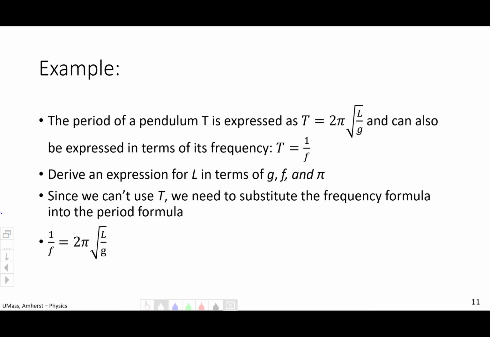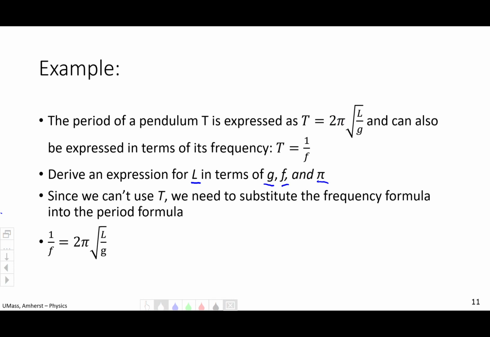Period can also be written in terms of the frequency of the oscillation. So T equals 1 over F, where F is frequency. And I'm asked to derive an expression for L. I want L in terms of g, F, and pi. And of course, any other numbers that we happen to have. We do have a 2 in here, so that's going to factor in.